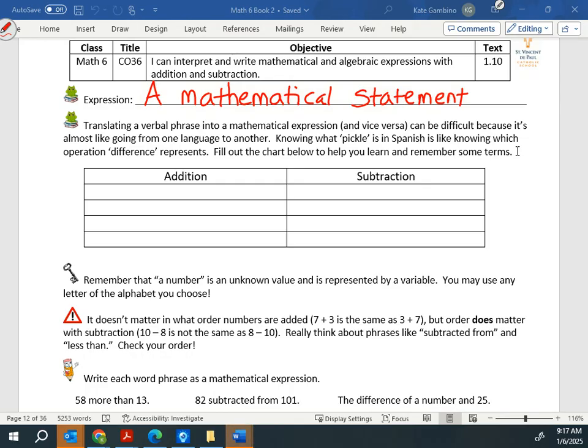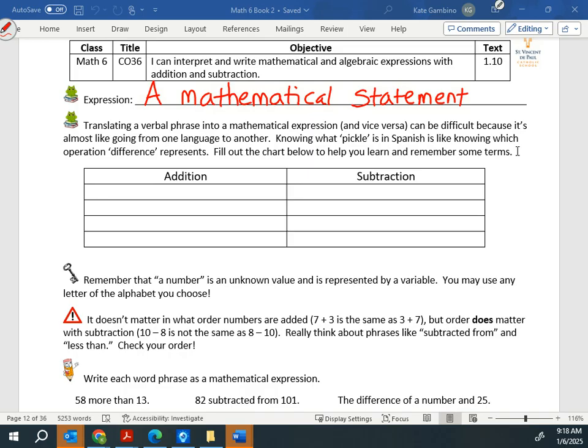Does anybody know what an equation would have that an expression does not have? Bridget? Not quite. With an expression, you'll still have steps. Equations, you'll have steps. But there's something that an equation always has. Emma? Equal sign. You're actually doing an equals, solving it. Okay, for an expression, we don't have that equal sign.